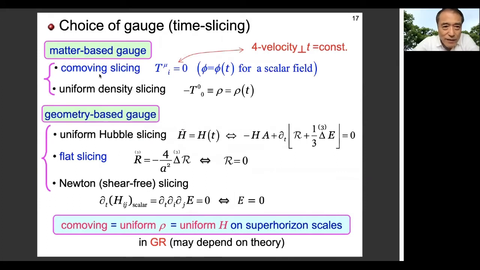One which is quite commonly used is called co-moving slicing. And this co-moving slicing means that... oh, sorry, this must be 0. This is wrong. Yeah, this is 0. Okay.